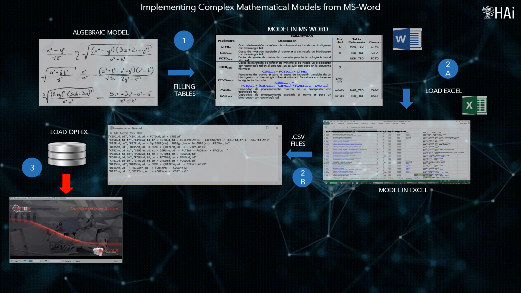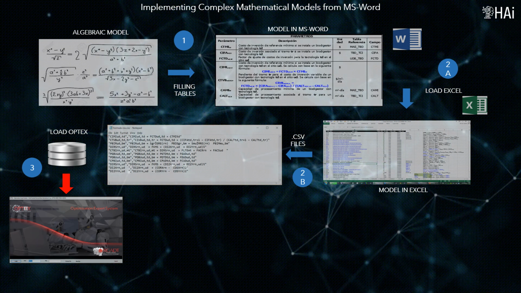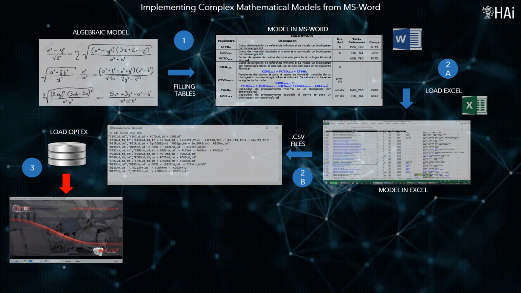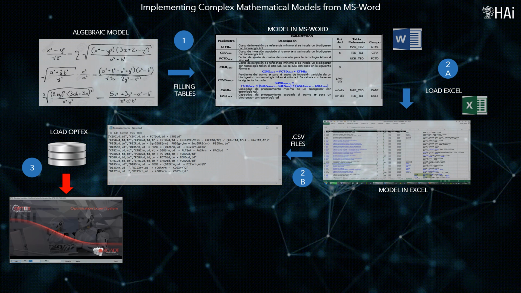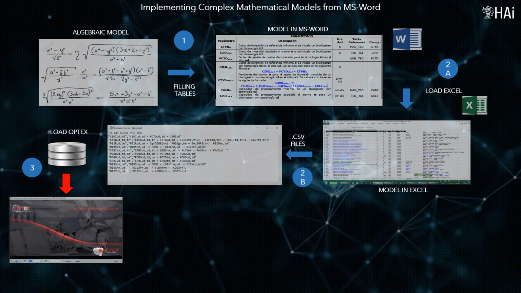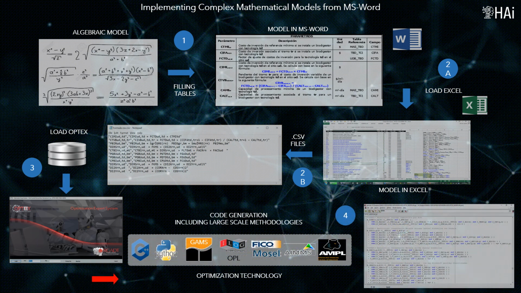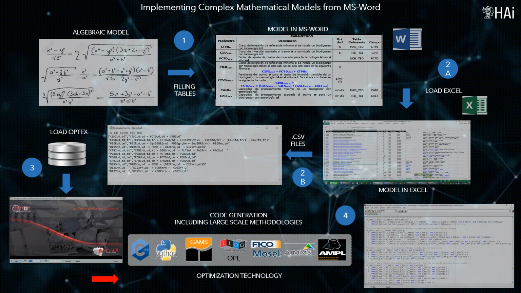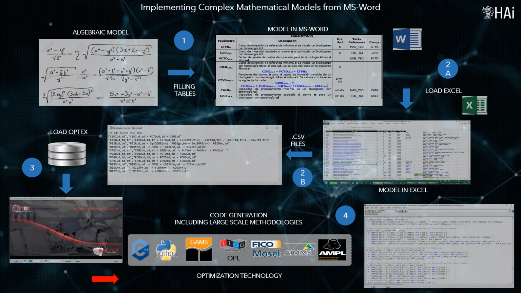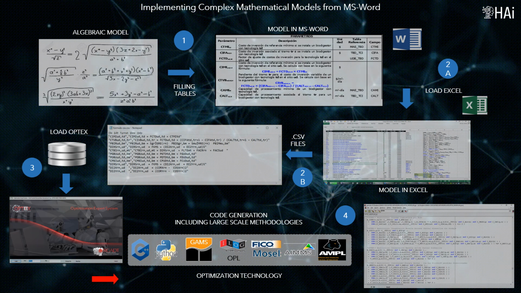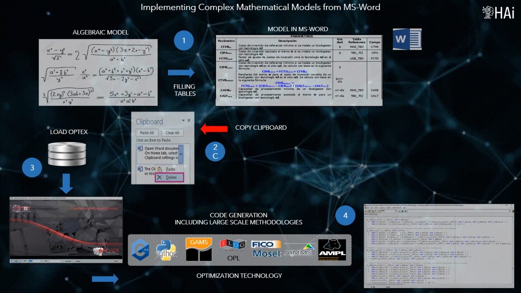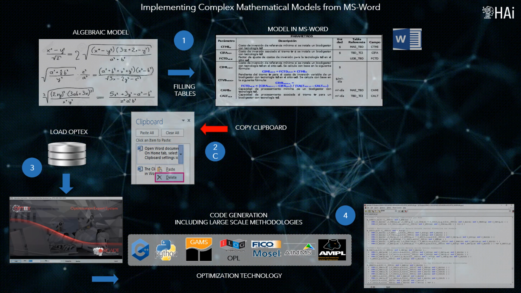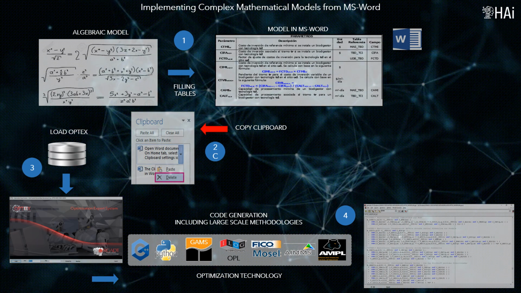Third, upload the CSV files to the OPTEX database. This process is carried out with the support of OPTEX, which automatically validates that the mathematical elements are correctly formulated. Fourth, generation of the source program of the mathematical model on the selected computational platform. The second step may be shortened, loading the information from MS Word directly to OPTEX, using the MS Windows clipboard.